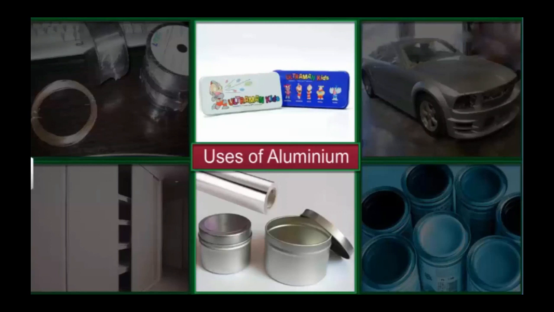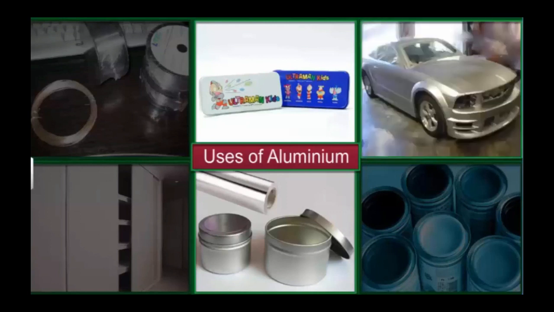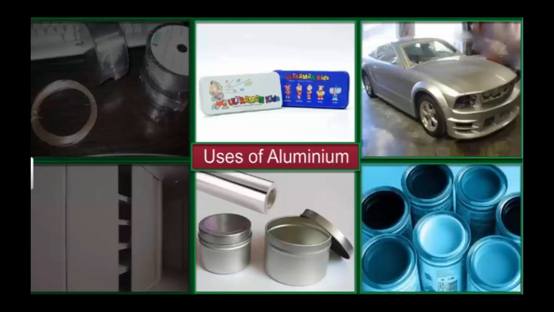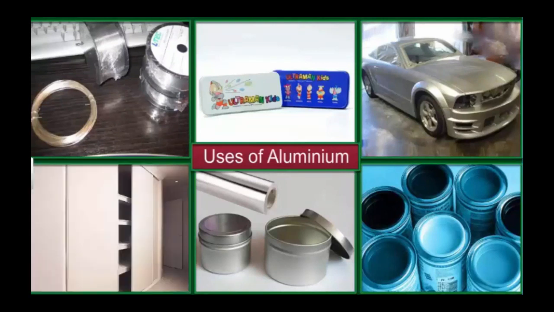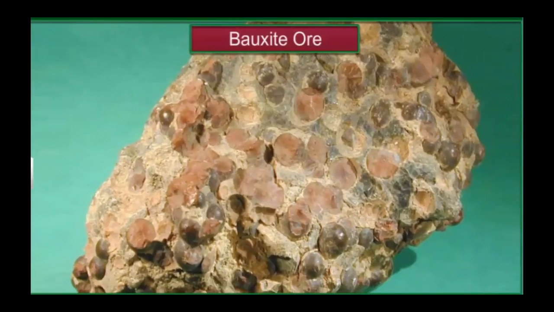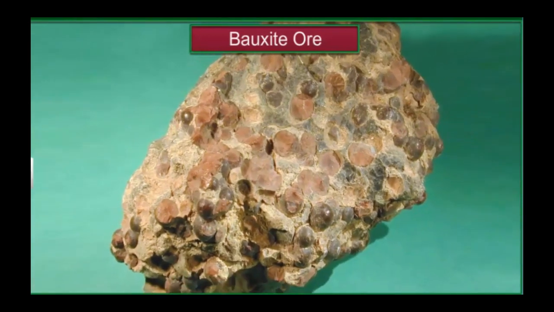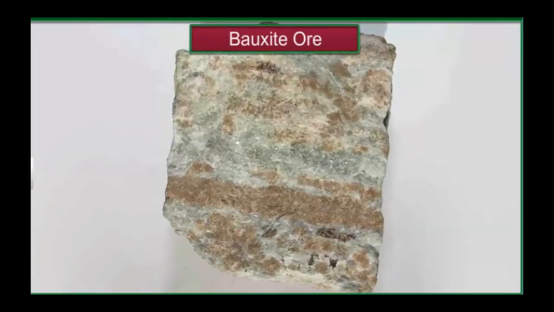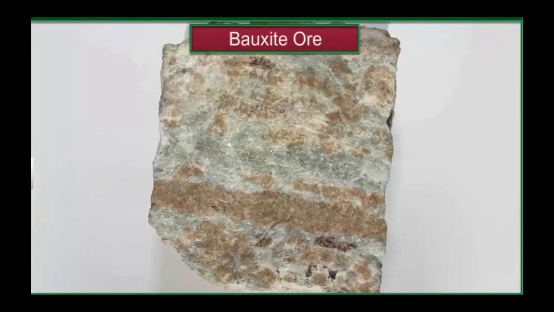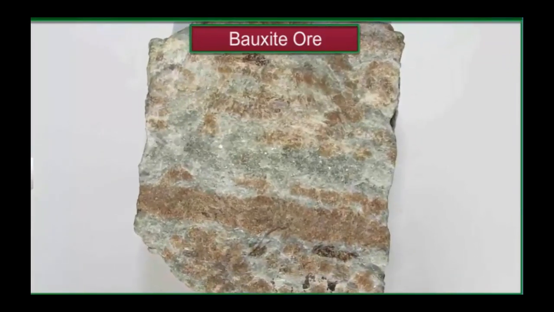Aluminium also finds use in making vehicles, paints, wires and cables, doors and windows, and much more. Bauxite is the main ore of aluminium. Bauxite deposits are left behind by the weathering of rocks rich in aluminium silicates.